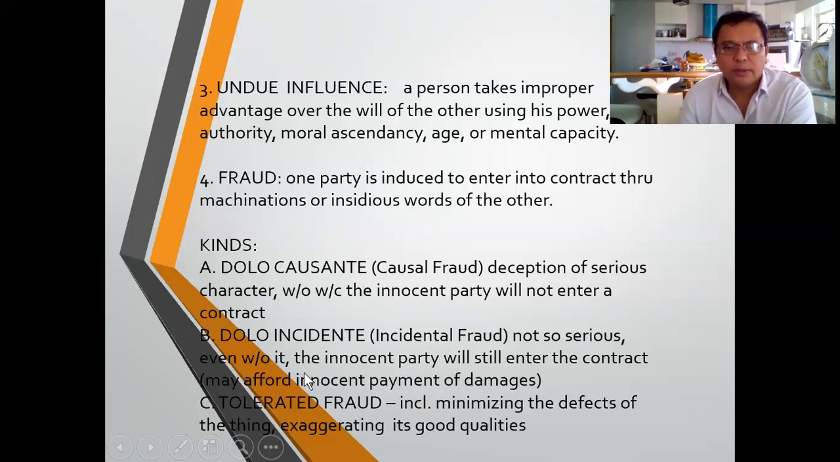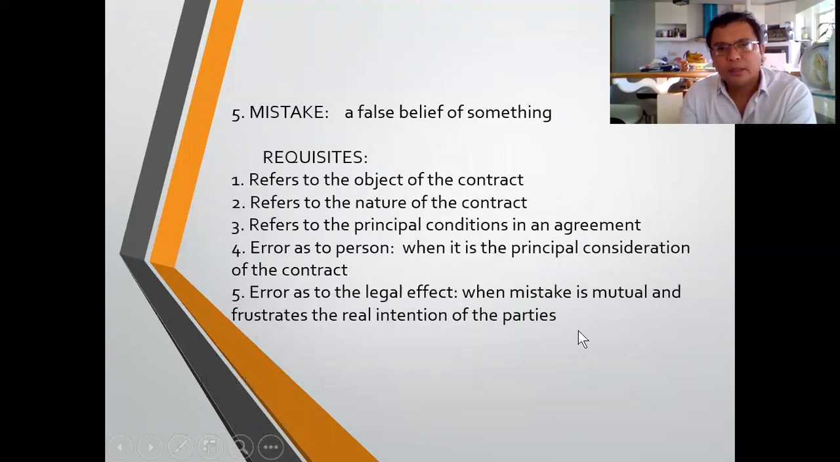Now the other kind, incidental fraud, is not so serious, and the innocent party still enters the contract even without the fraud. But in this case, the innocent party can demand payment for damages. Then tolerated fraud, these are merely exaggerating the qualities of the thing or minimizing the defects, no? Or exaggerating the good qualities. So sales talk, tolerated fraud.